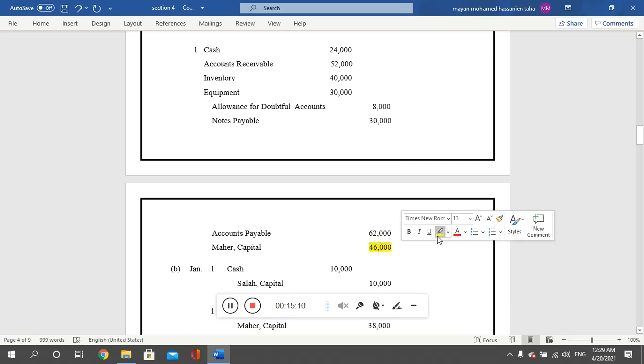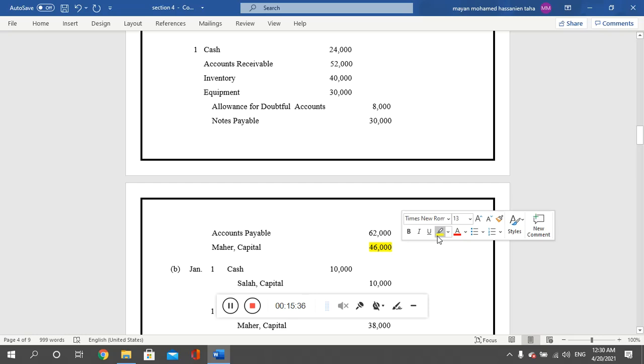Number B, journalize the additional cash investment by each partner. There is an additional cash investment, and we mentioned it in the last line of our example. We said that it's agreed that Salah will invest an additional 10,000 Egyptian pounds in cash, and Maher will invest an additional 38,000 Egyptian pounds in cash.